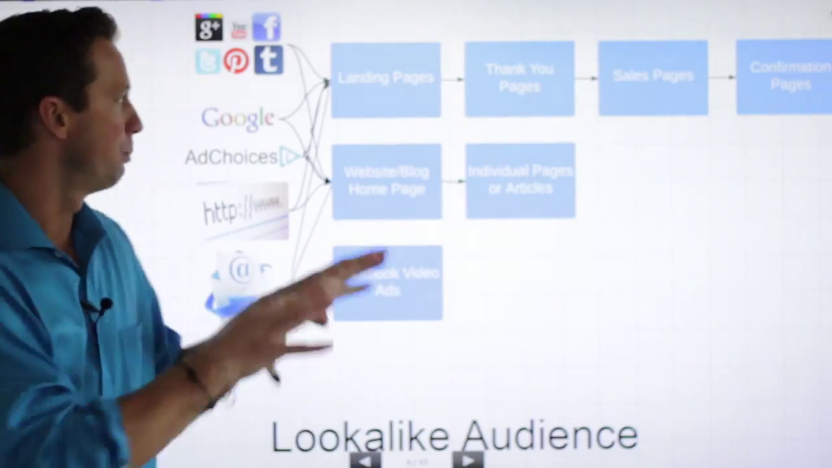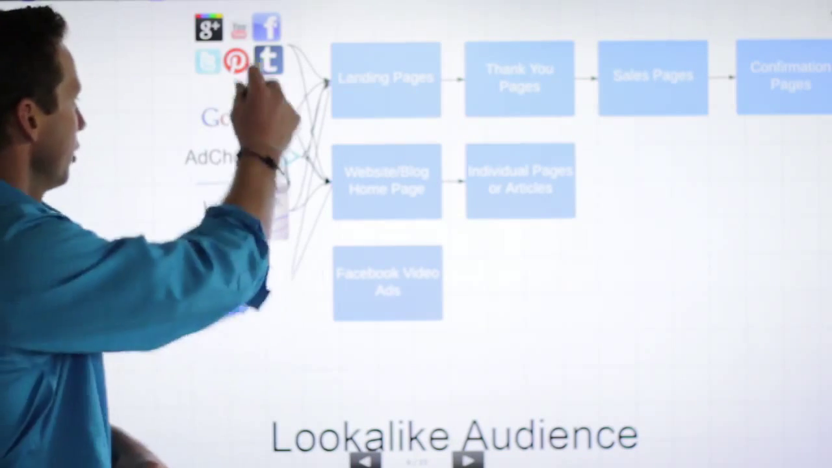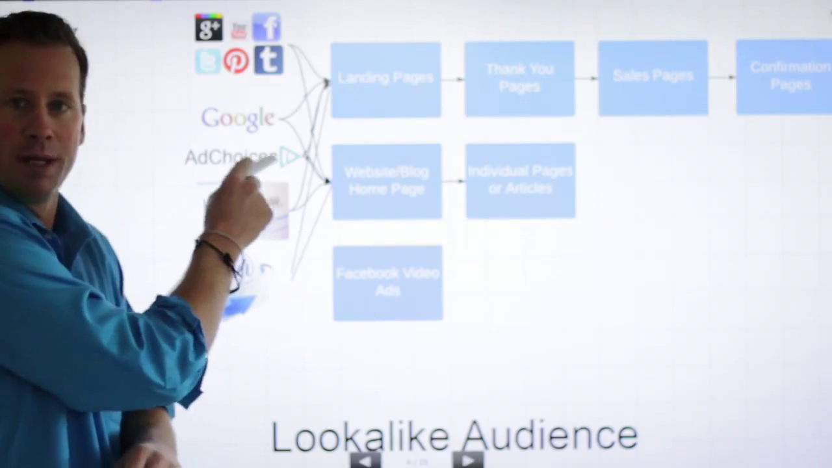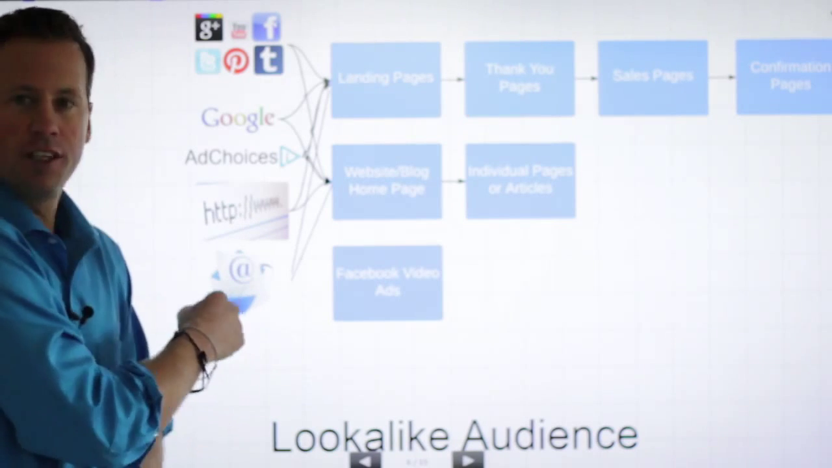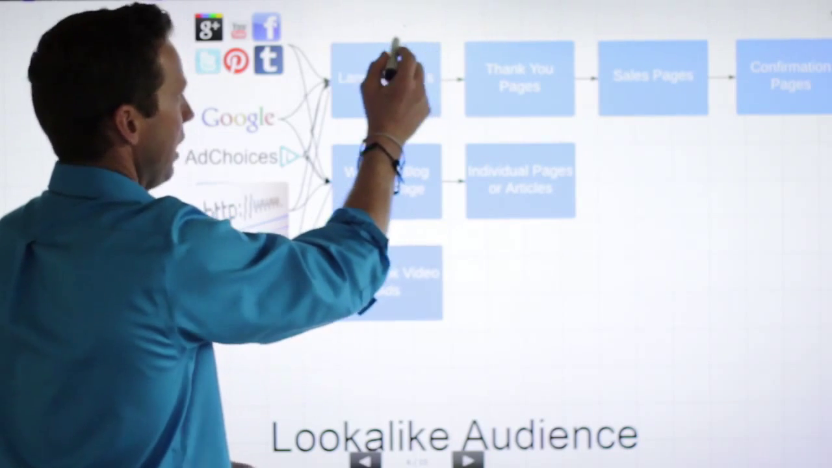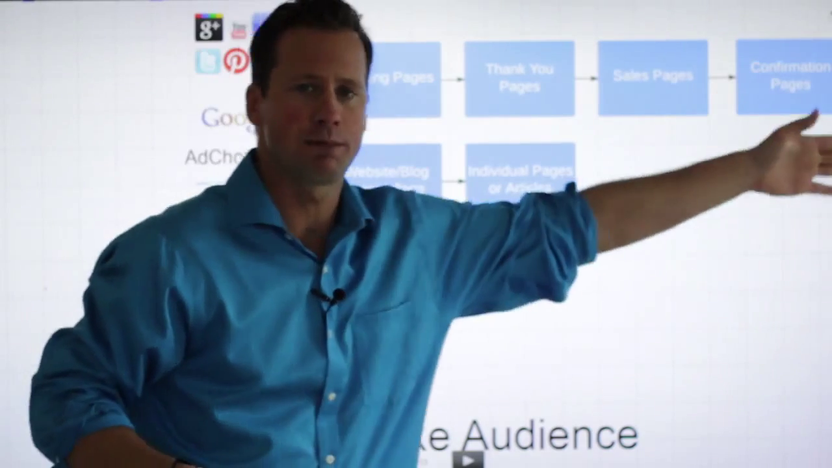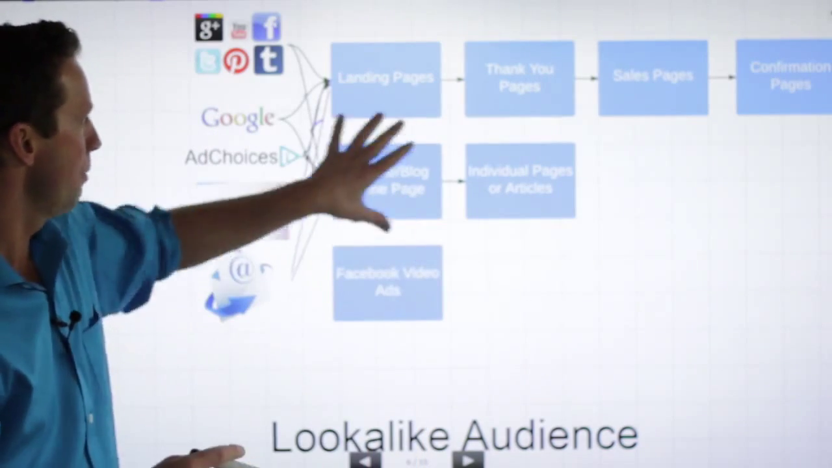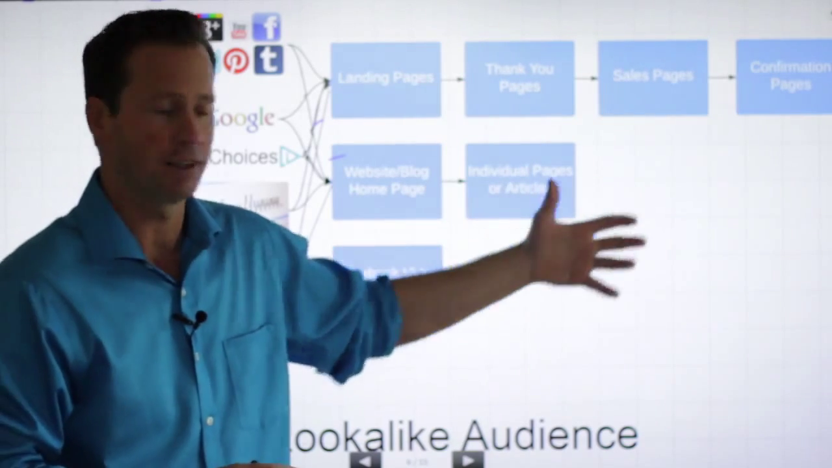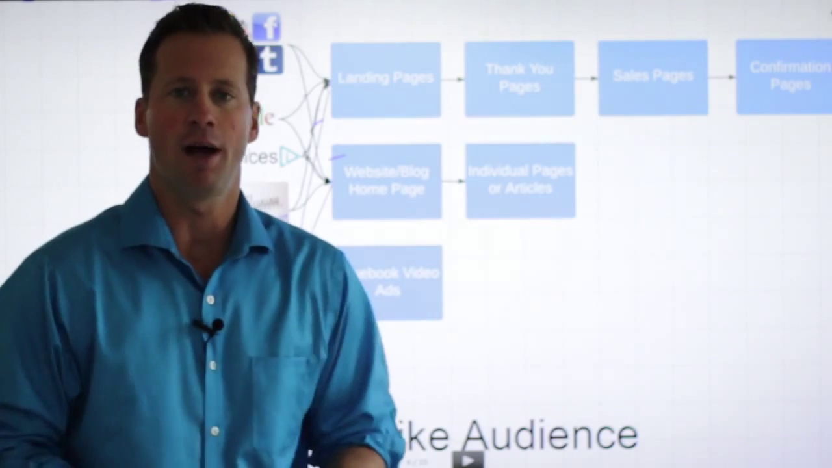Okay, so let's say this is your basic funnel. This is a super bare bones sales funnel. You've got your traffic sources here: social, Google search traffic, maybe other media, maybe just direct. You've got your email traffic, right? And then maybe your landing pages here: thank you page, sales page, confirmation page, upsells, etc. You might have your main core website here, and then other individual websites throughout your site here, right? Maybe you're running some Facebook videos, Facebook video ads.